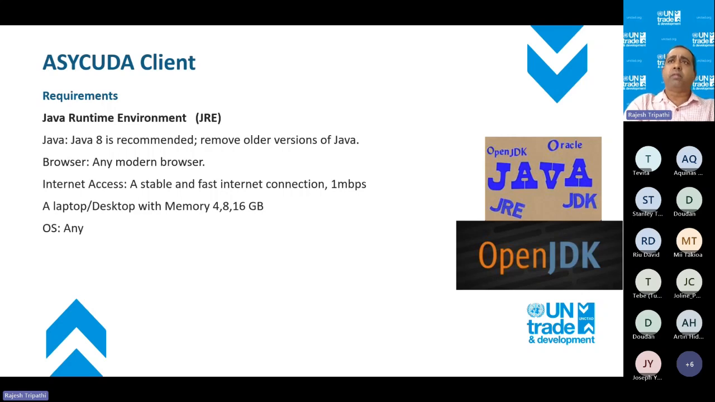ASYCUDA is a native Java application, so it is independent of any operating system. You can run it on Linux, any Linux flavor such as Ubuntu or Mint, or you can run it on Mac, Apple desktop, or most commonly the Windows environment, given that you have set up a Java runtime for it.